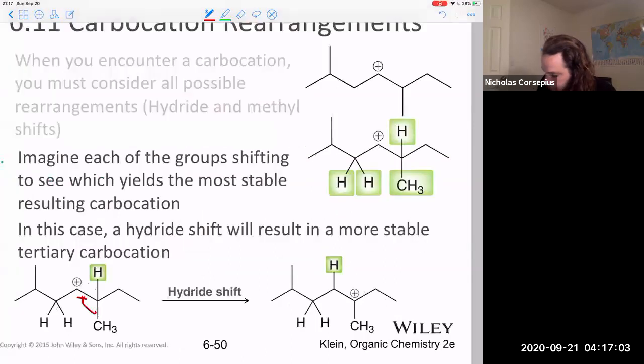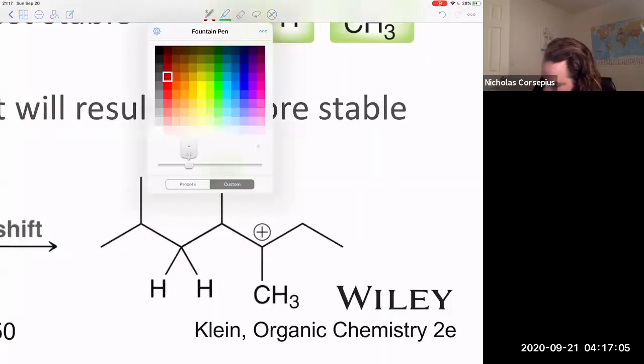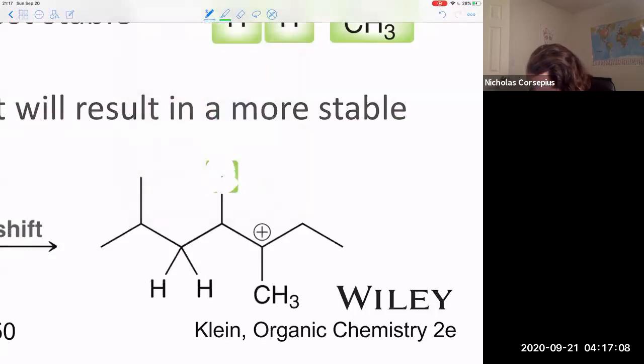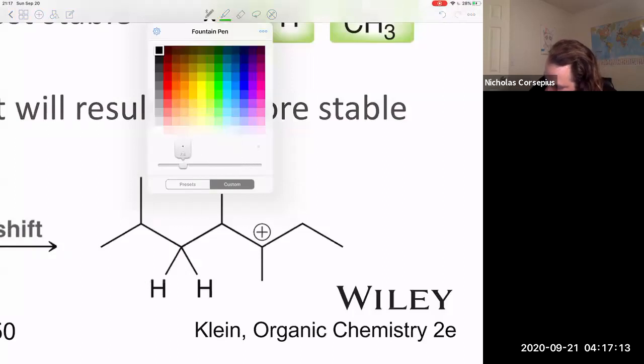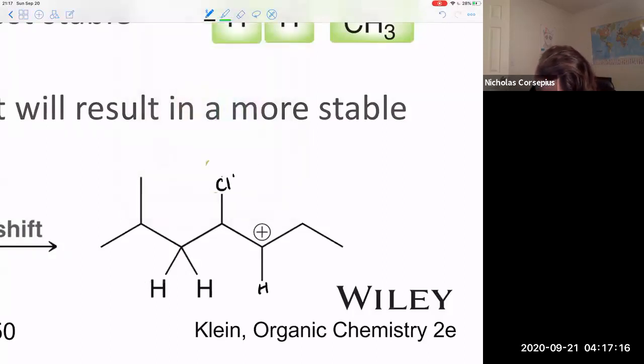Well, so notice, I'll actually just draw it here. Notice that if I had done a methyl shift instead of a hydride shift, there would still be a hydrogen here, and this methyl group would be up here. This is still secondary. Right? So a methyl shift wouldn't have created a more stable carbocation. So if there is a hydrogen, it's going to be a hydride shift. Okay, so that is not what happens. It is a hydride shift that occurs that generates that more stable carbocation.